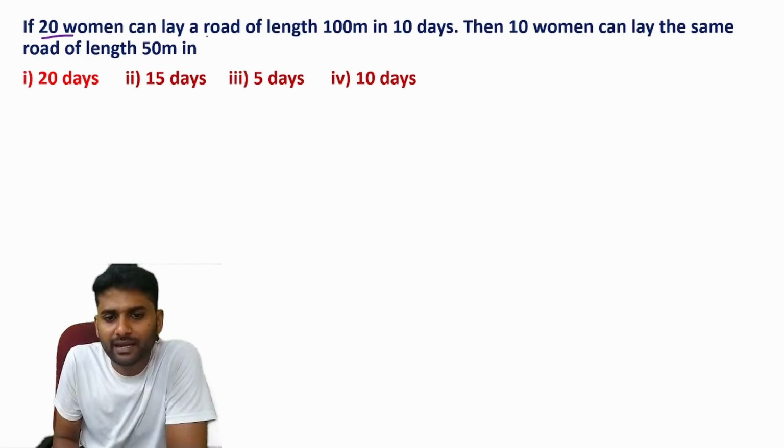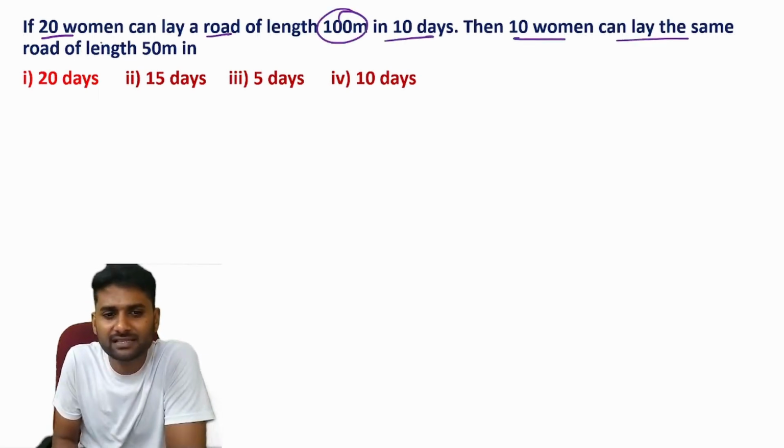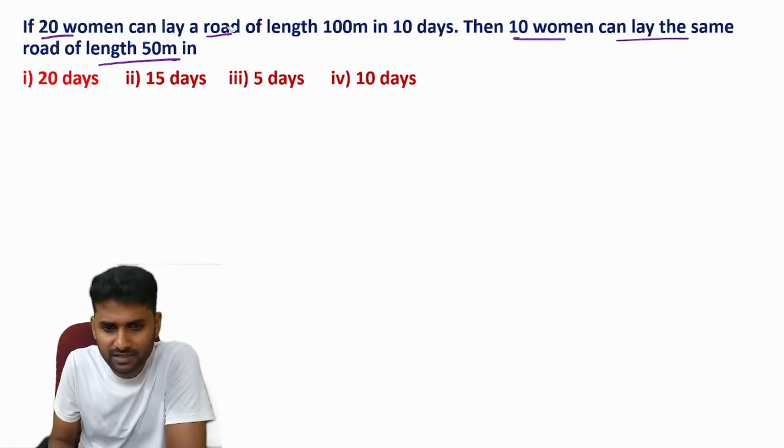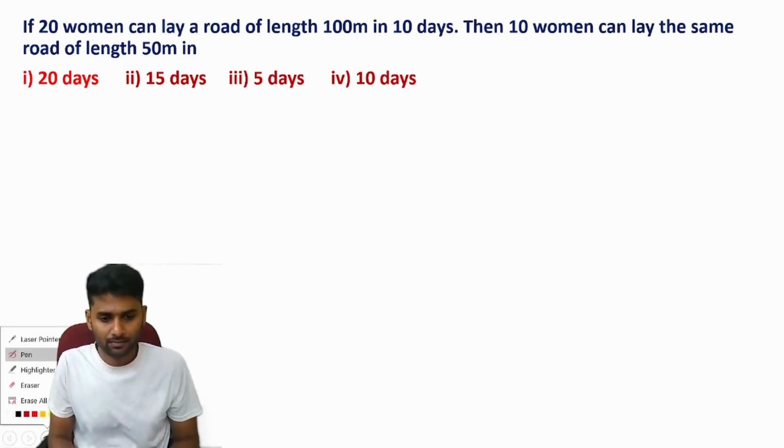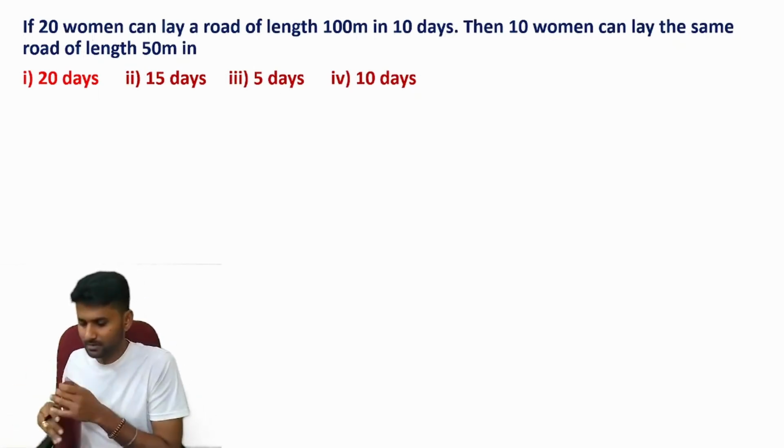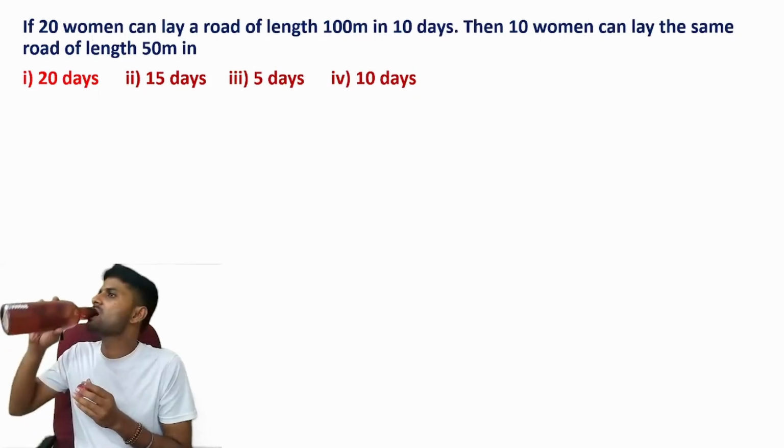If 20 women can lay a road length of 100 meters in 10 days, then 10 women can lay the same road length of 50 meters. Again, see, no need to take 100 meters. Why? Because we are making the same road, right? So 20 women in 10 days, 10 women. Sorry, let's read this information again. Why? Because it's 100 meters and 50 meters. I missed that. So try to solve this question, guys.